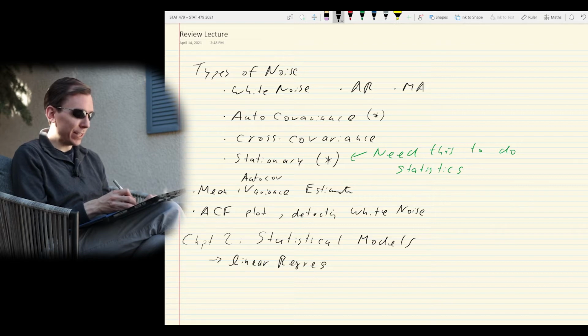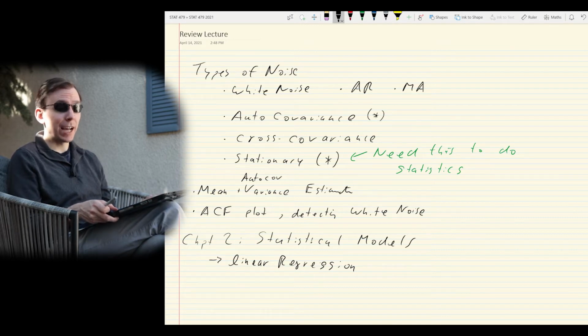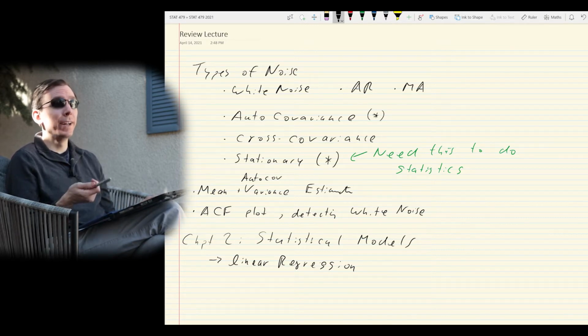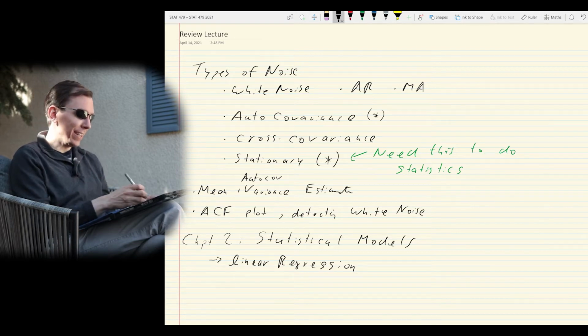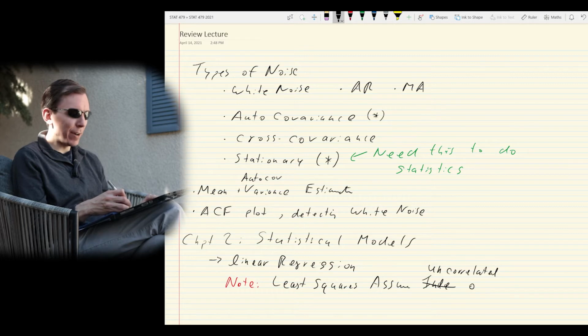And as I mentioned before, it's fine to try to fit a linear regression to look at a linear trend in your time series data, but you do have to be aware that the least squares estimator is not meant to work with correlated observations, right? So the big note here is that least squares assumes independent, I guess uncorrelated, let's be precise, uncorrelated observations.